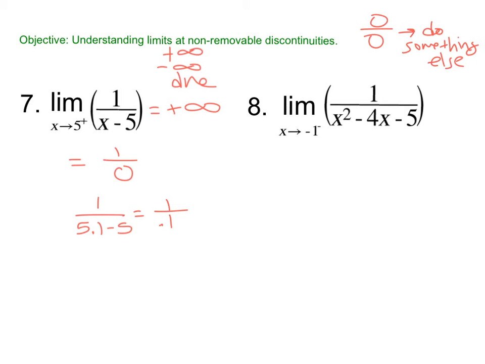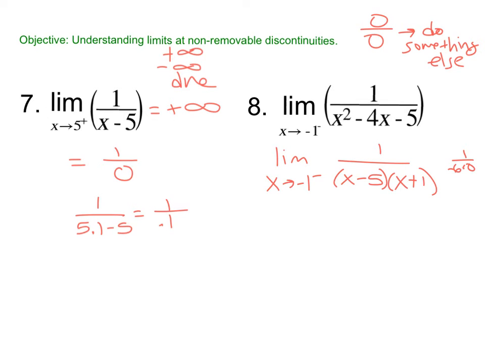So pause the video and try number 8. We've got the limit as x approaches -1 from the left. I'm going to factor that. So x minus 5, x plus 1. So again, if I plug in -1, I get 1 over 0. So since it's 1 over 0, right, 1 over -6 times 0, my answer is either positive or negative infinity or does not exist.